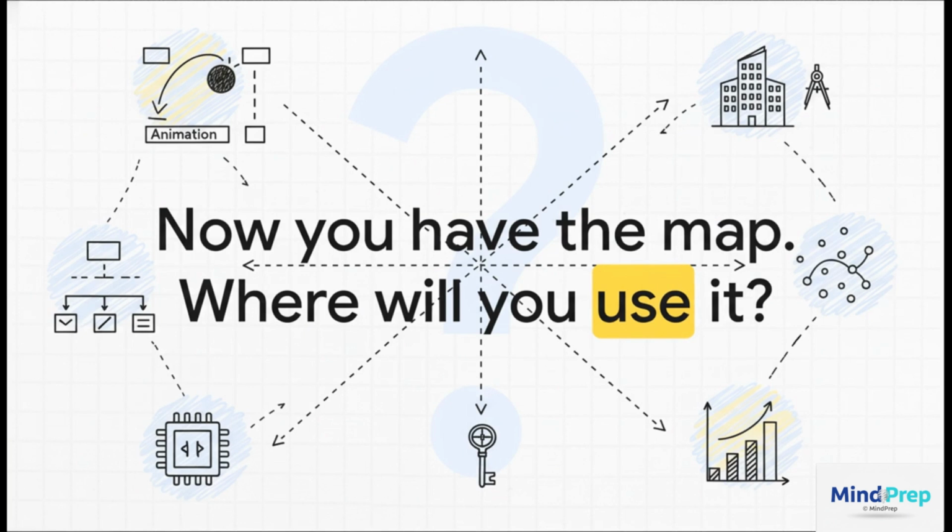And there you have it, the axes, the addresses, the origin, and all the neighborhoods. You now have the key to this whole universal map. And look, this isn't just some abstract thing for math class, you know. This is the actual backbone of everything from video game animation and computer programming to architectural design and data science. So the real question is, now that you have the map, where are you going to go with it?